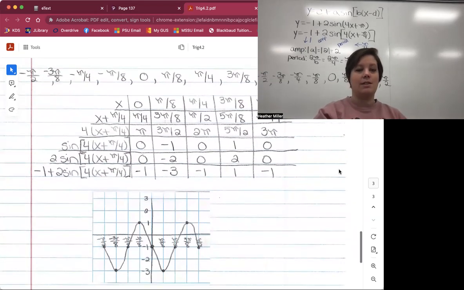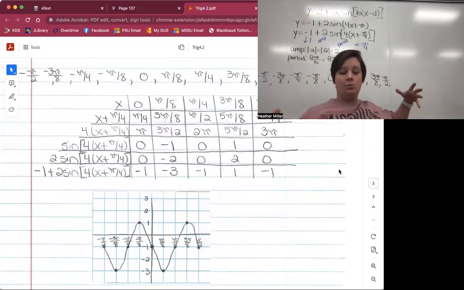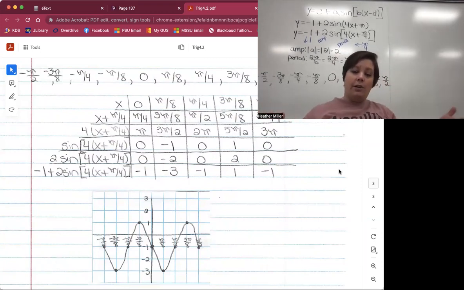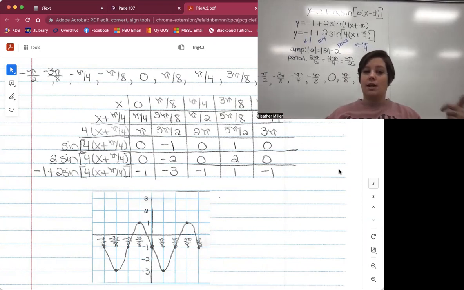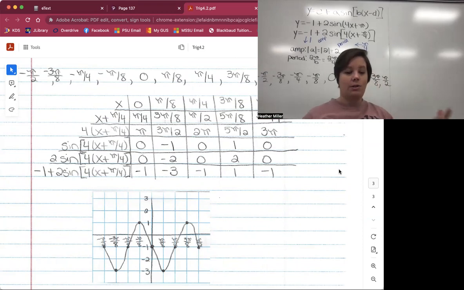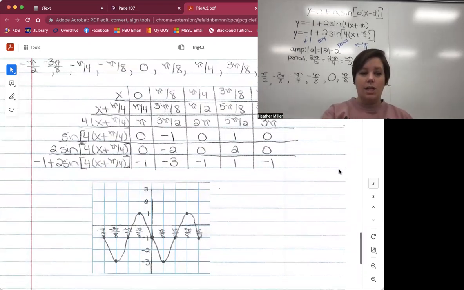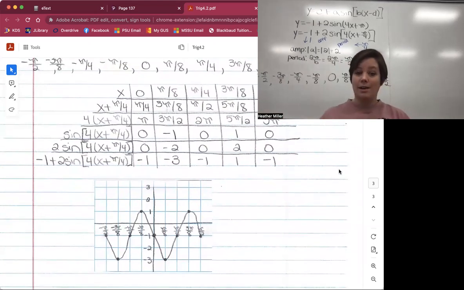Next, I'm finally going to take the sine of all of that stuff. Again, this is where knowing that unit circle really comes in handy, because the y value is what the sine is. So sine of 0 is the y value of 0 on our unit circle, which is 0. So we have 0, -1, 0, 1, and 0. Next, we take the amplitude times that sine function. So 0 times 2 is 0, -2, 0, 2, and 0.